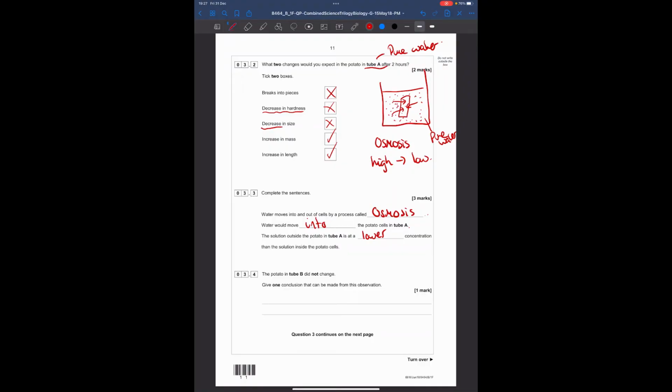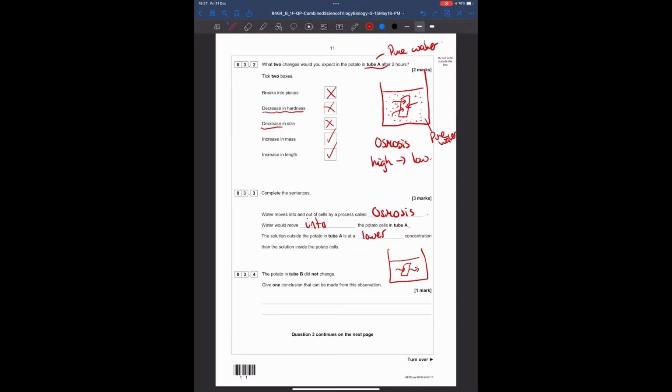Question 3.4, the potato in tube B did not change. Give one conclusion that could be made about this observation. So if you've got a piece of potato in your water and you leave it for a long period of time and there's no change of mass, that must mean you've got the same amount of water coming out of it as is going into it. So that is telling you the concentration of the solution in the potato is the same concentration as what's on the outside.